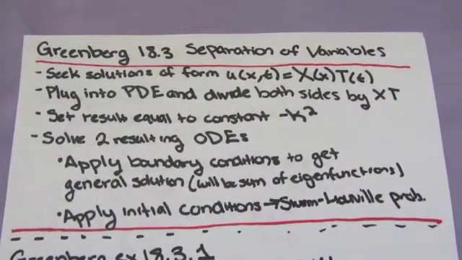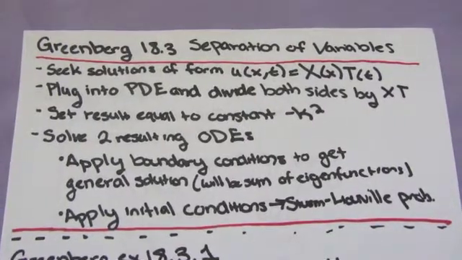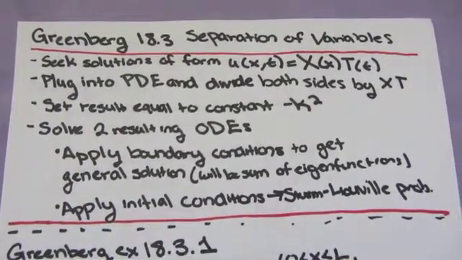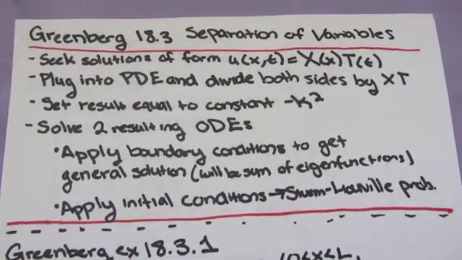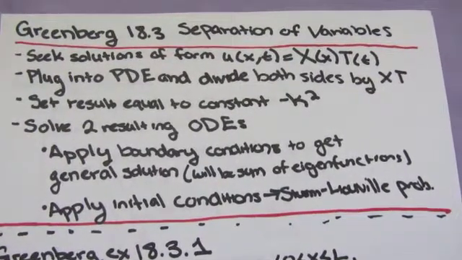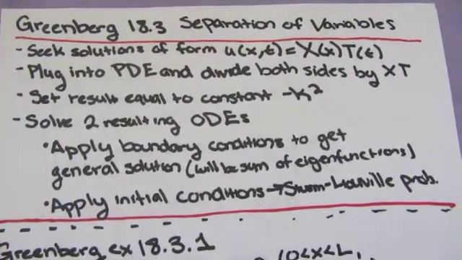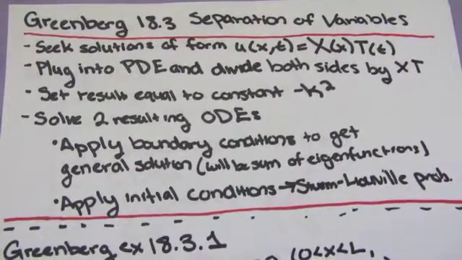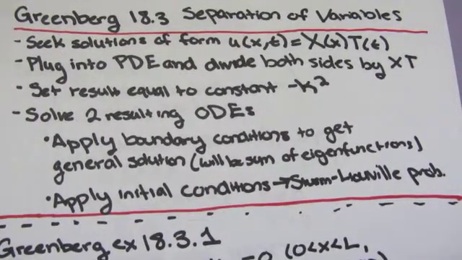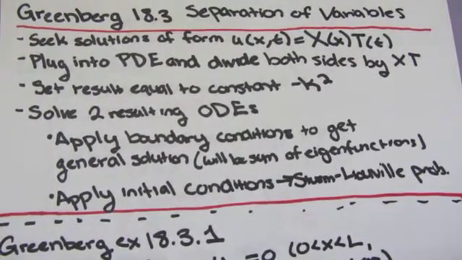So the basic process of separation of variables can be characterized by the following steps. First of all, we know that in separation of variables we're going to seek a solution of the form u(x,t) = X(x)T(t). We're going to plug this into our given partial differential equation, and then divide both sides by X(x)T(t). Then the result will be set equal to a constant, negative k squared. And then we will solve the two resulting ordinary differential equations, apply our boundary conditions to get a general solution, and then initial conditions for a more specific solution to the problem.